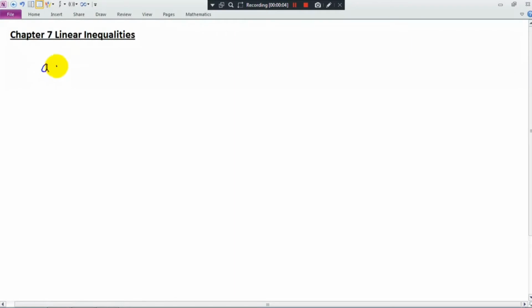If A is less than B and B is less than C, we can say that A is less than C. Let's look at this example. If 1 is less than 2, 2 is less than 3, right? So we can say that 1 is less than 3. This we call the transitive properties.